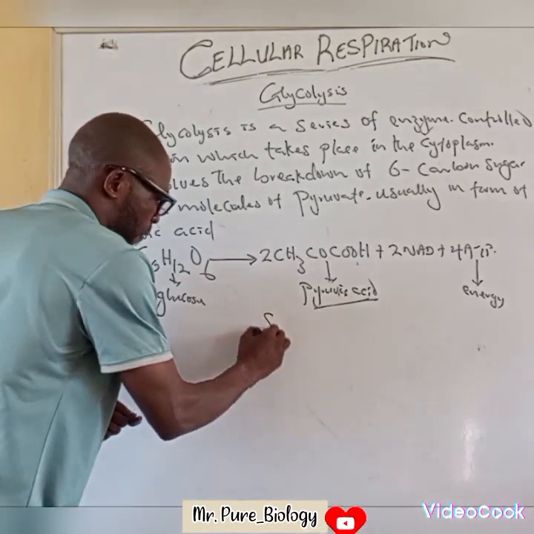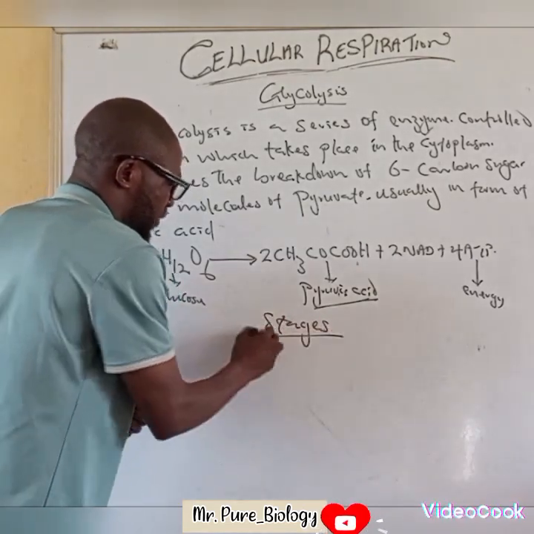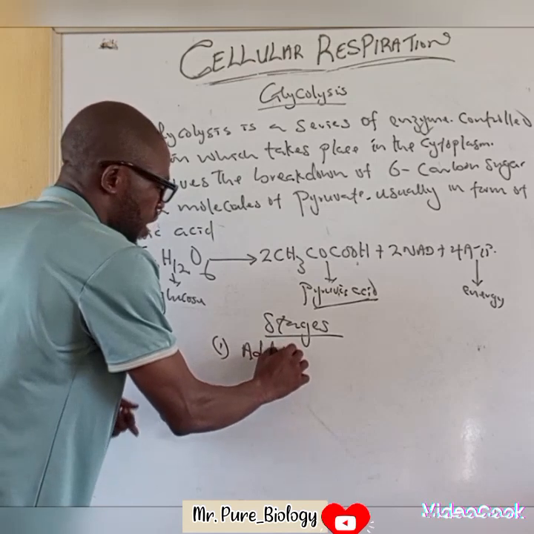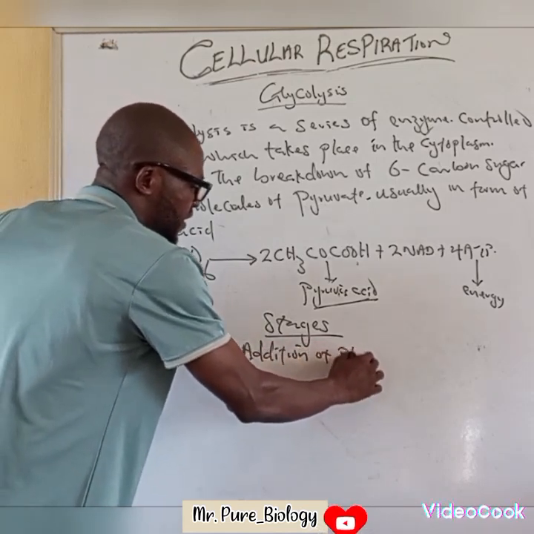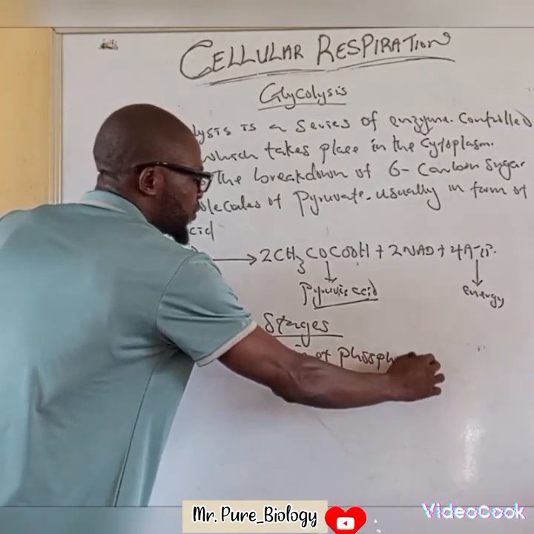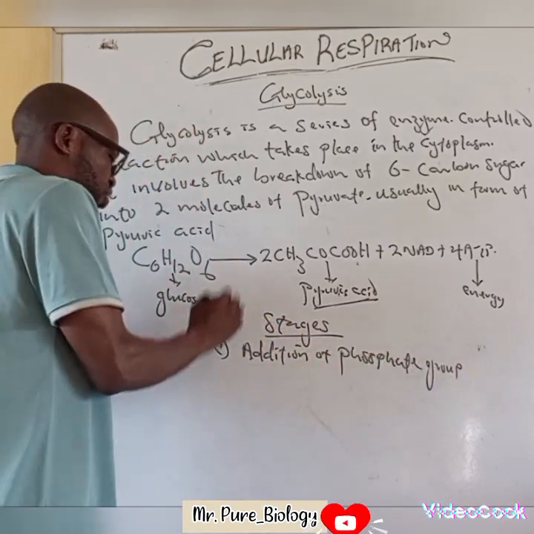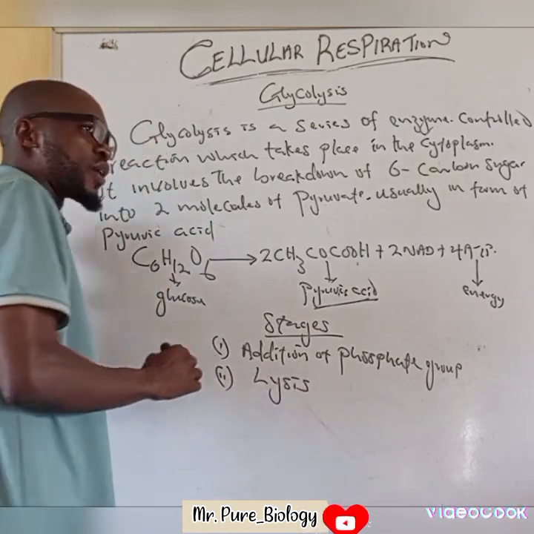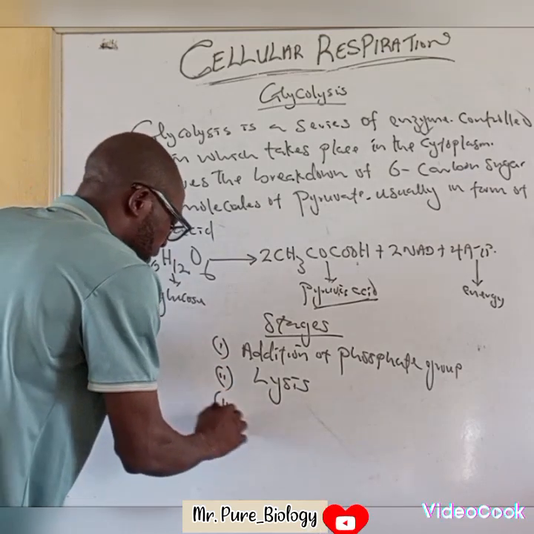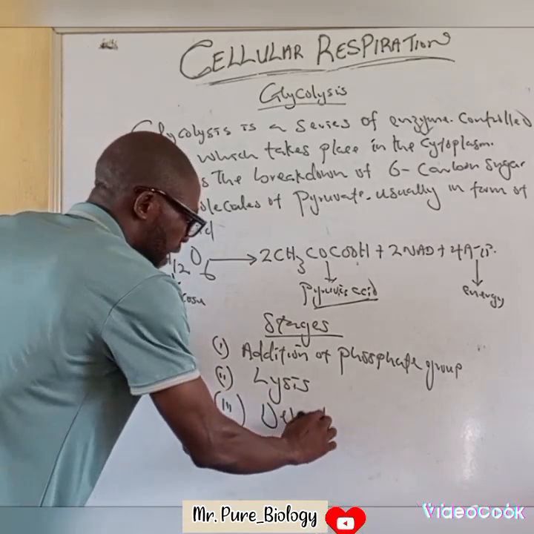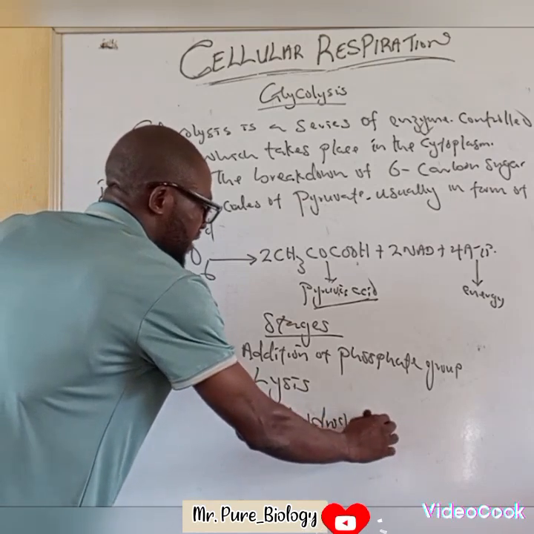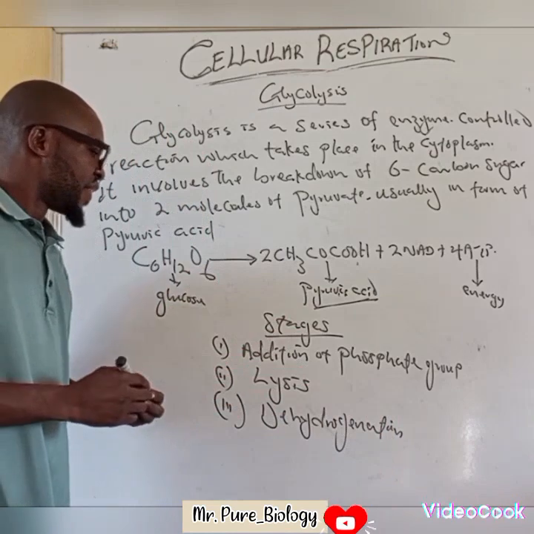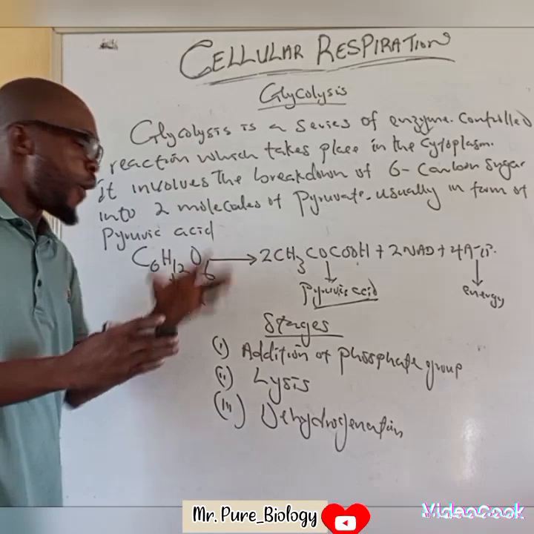Let's now look at the stages of the glycolytic process. The first stage is what we call addition of phosphate group. That is the first stage or first step. Second, we have lysis, while the third one is dehydrogenation. So these are the 3 stages or steps of the glycolytic process. Now we are going to look at this with the help of an illustration.